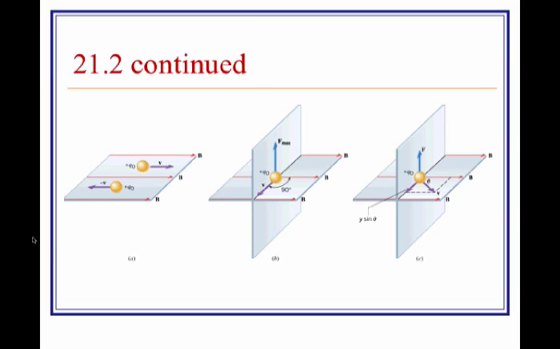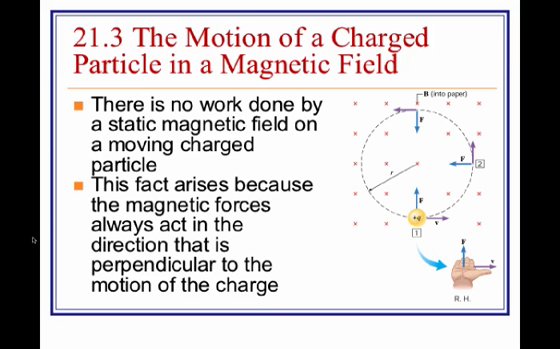In a magnetic field, the force applied on a moving charge is always perpendicular to the velocity. And because of this, there's no work done by the magnetic force, by the force due to the magnetic field.